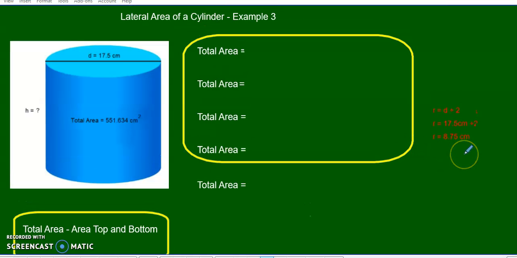Let's have a look at this problem. So here we have to find the height of the cylinder. We're given the diameter, we're given the total area of the cylinder, and we have to find the height. So we're kind of working backwards.